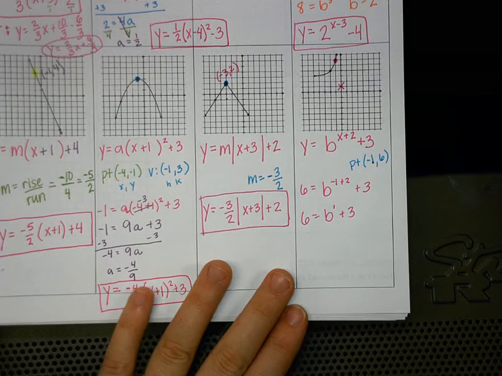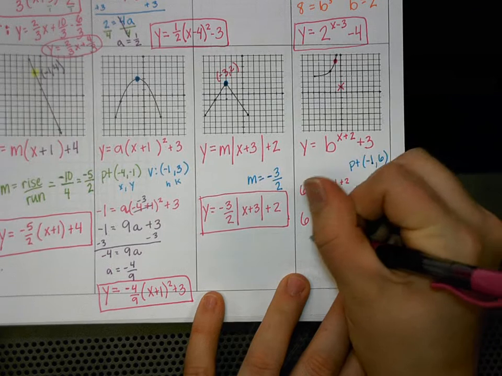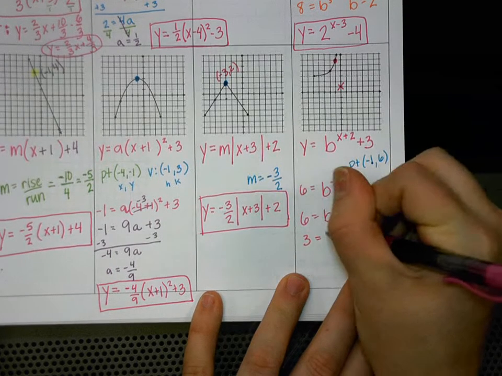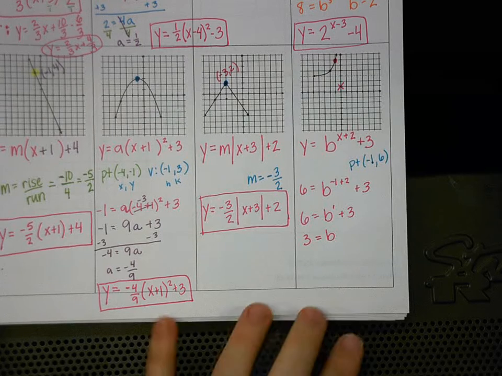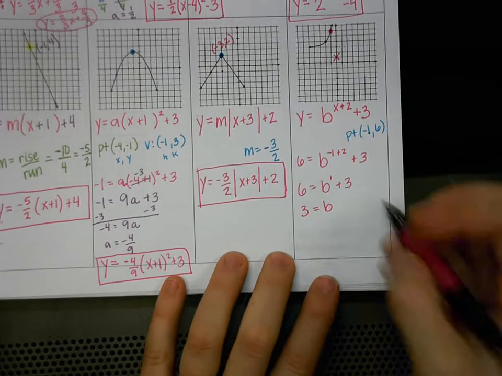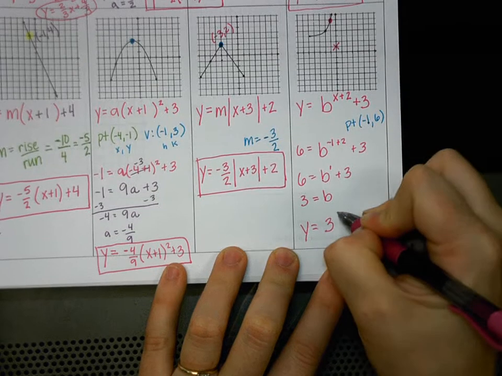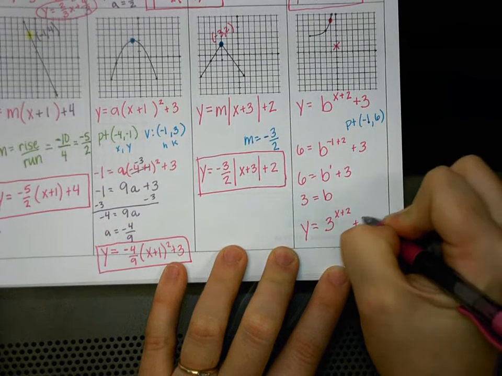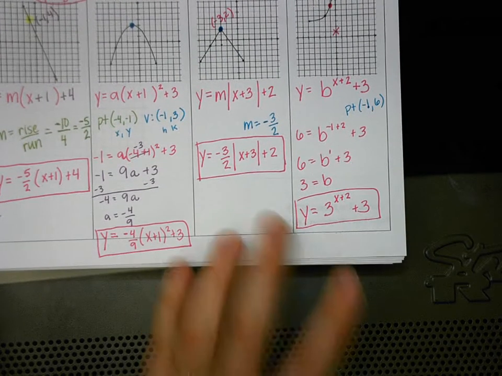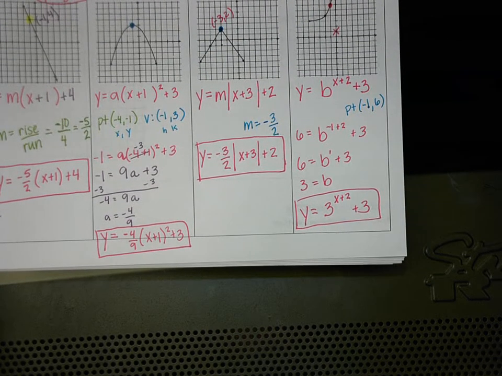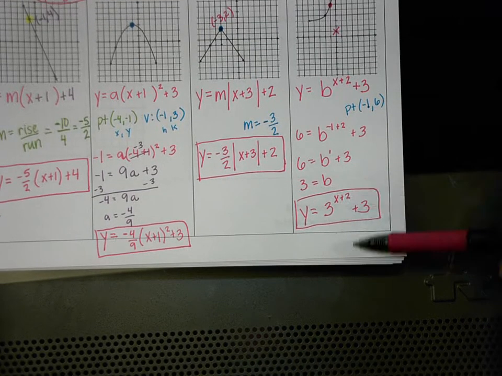So when I subtract 3 from each side, what do I get? Good. B is equal to 3. And I write my equation out. 3 to the x plus 2, plus 3. Questions on that one? We went through it kind of quickly just because my b value is 3. All I had to do is plug it in for b.